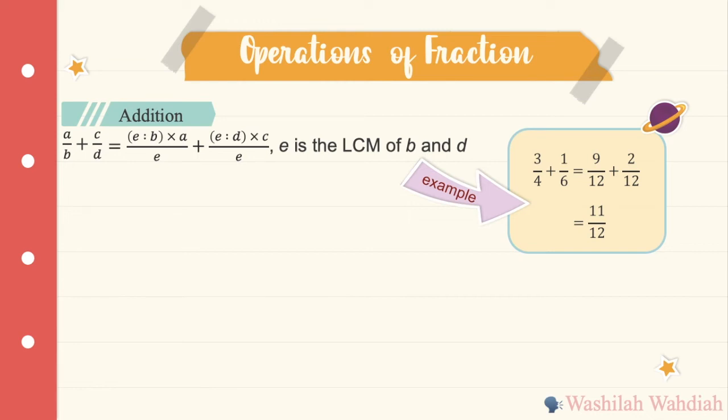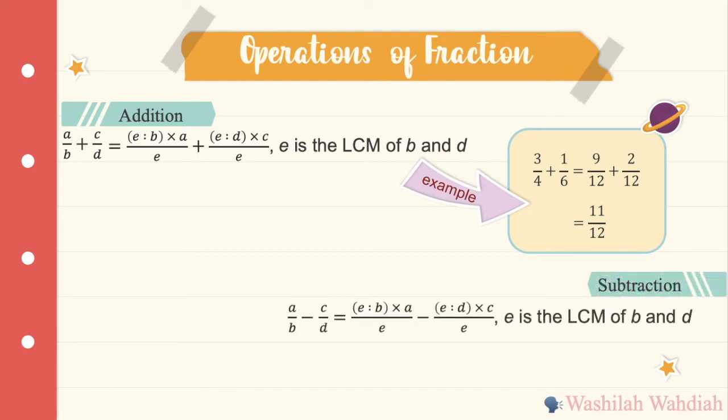The formula of subtraction of fractions is a over b minus c over d. Subtraction of fractions uses similar ideas to fraction addition. If the denominators of the two fractions are equal, subtraction is straightforward. But when the denominators are not equal, we use equivalent fractions to find the least common multiple. So, a over b minus c over d equals e divided by b times a over e, minus e divided by d times c over e, where e is the least common multiple of b and d.